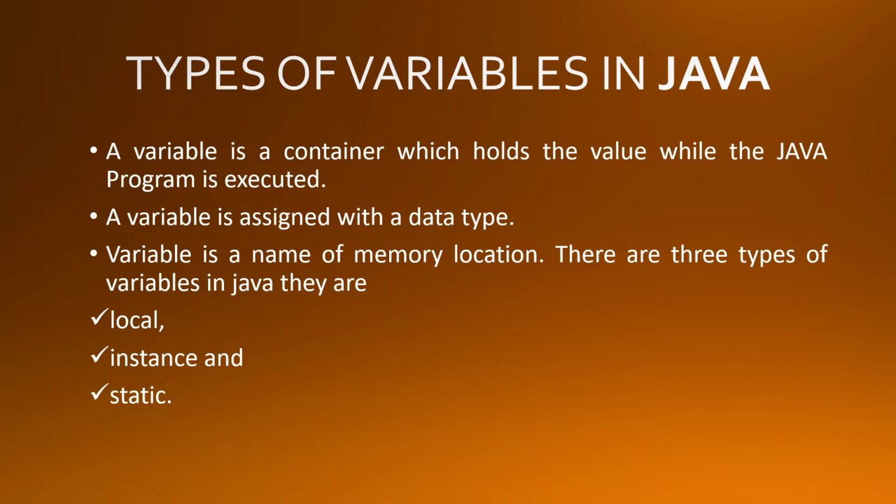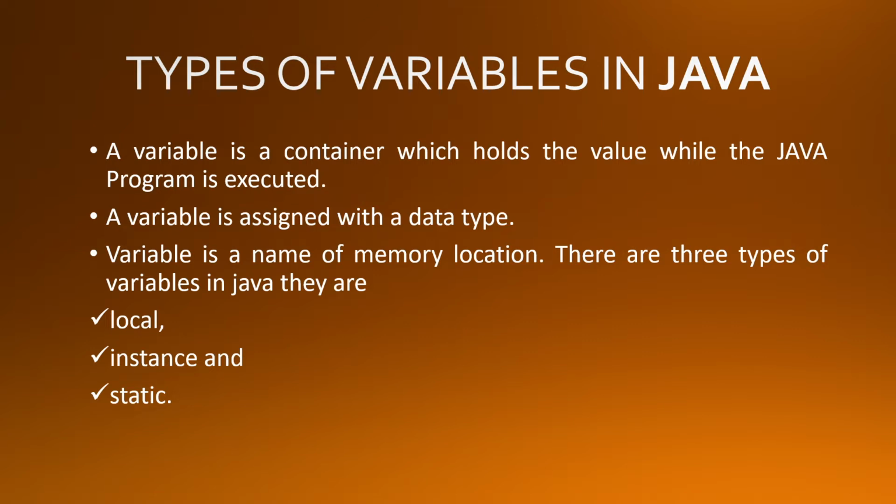Also, a variable is a name of a memory location, which means that a variable should be allocated some memory location in the Java concept. Mainly there are three types of variables in Java. The first one is local variable, the second one is instance variable, and the third one is static variable.